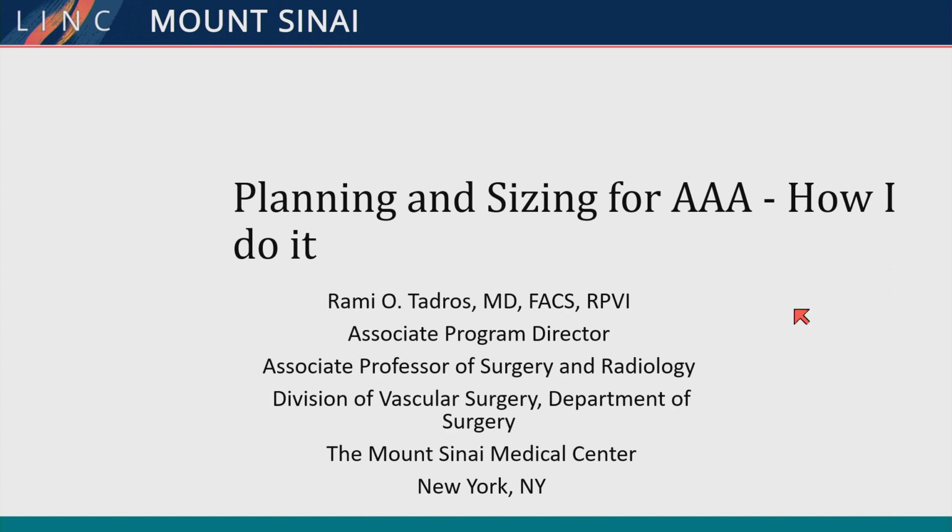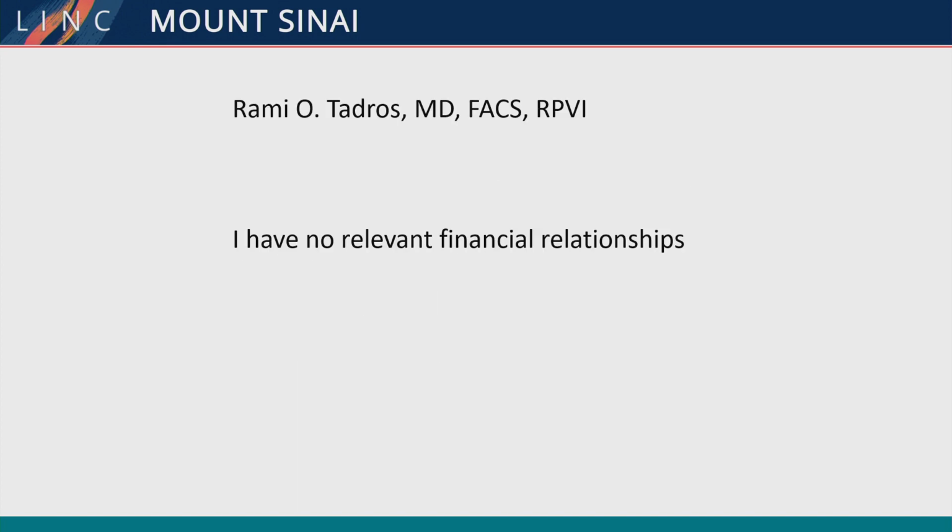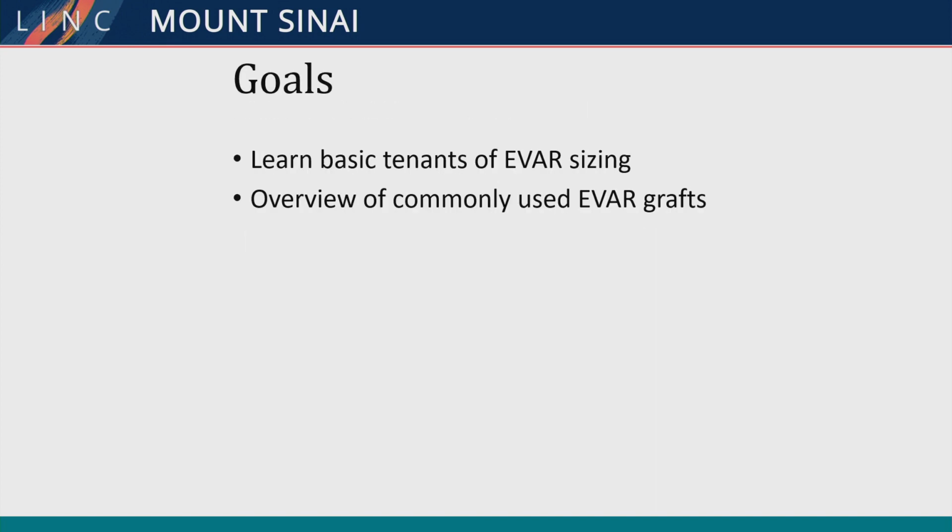So I left this talk actually more for planning and sizing for AAA, really for straightforward aneurysms, and this talk is really geared more for the trainees in the audience. So I'll try to keep it brief and simple. I have no relevant financial relationships to disclose.